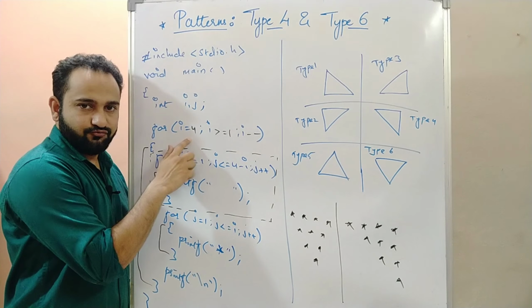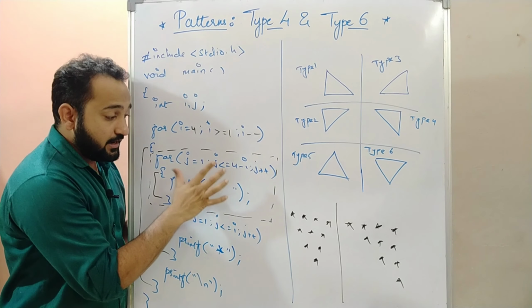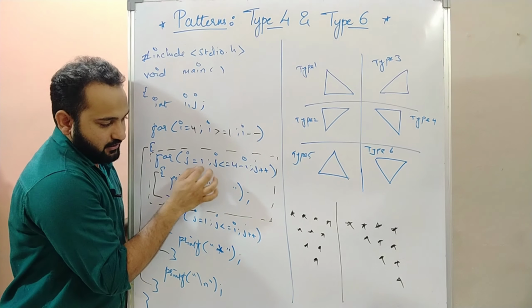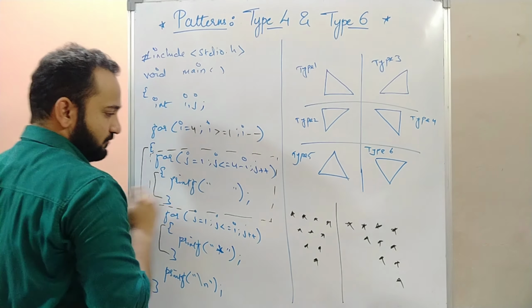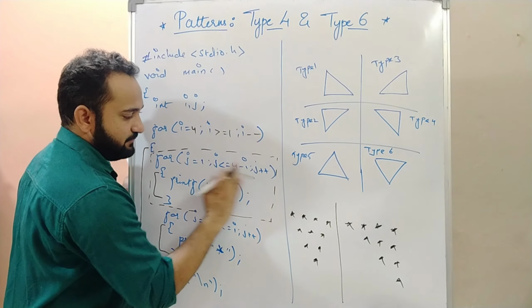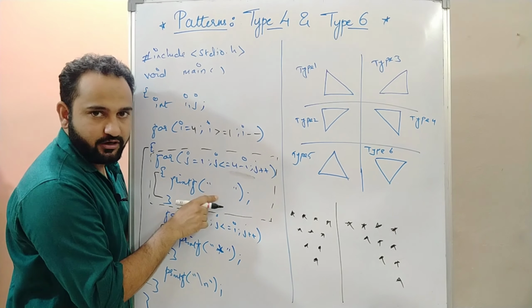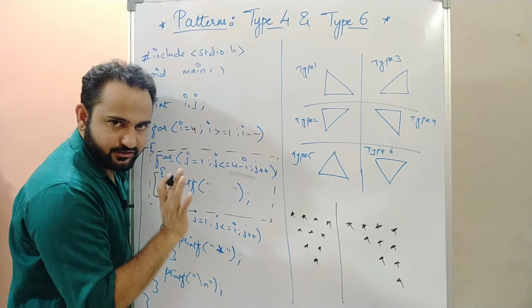We're starting from i equals 4. 4 is greater than or equal to 1, yes. Condition satisfied, it will come inside. It will iterate for how many times? j equals 1, j is less than or equal to 4 minus, what is the value of i? 4. 4 minus 4 is 0. So 1 is less than or equal to 0, condition false. It won't go inside, which means it won't leave any spaces.